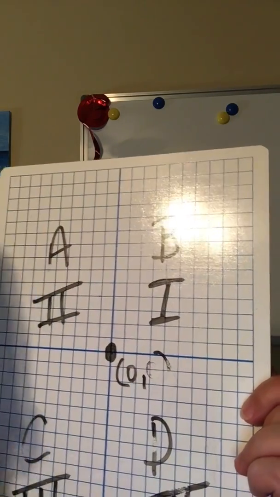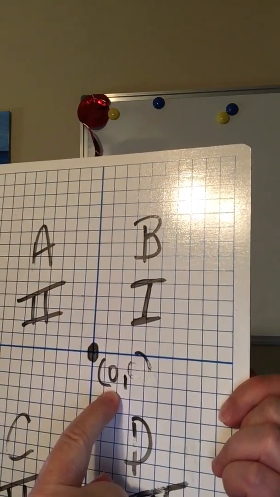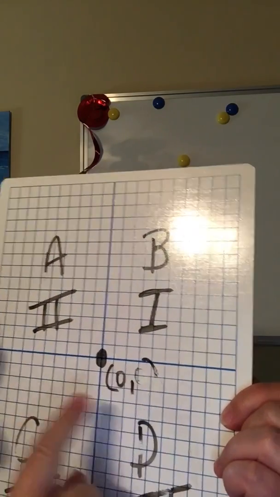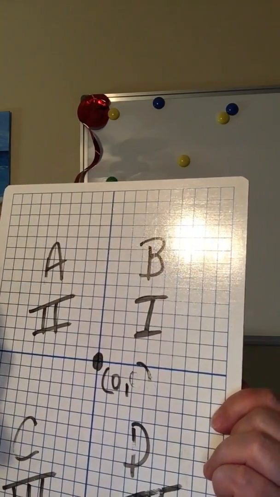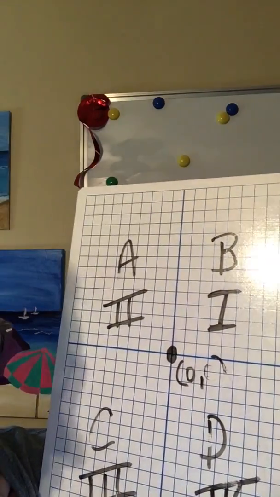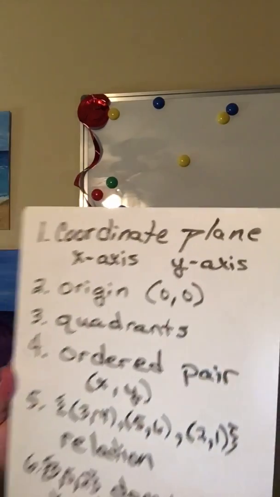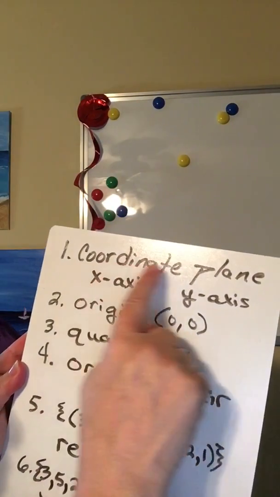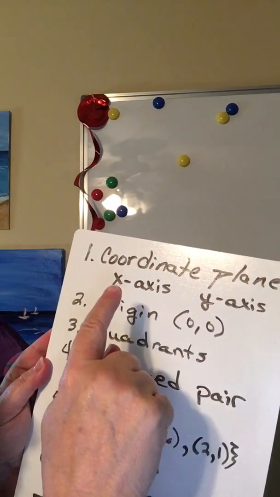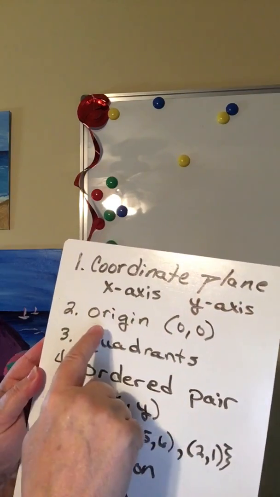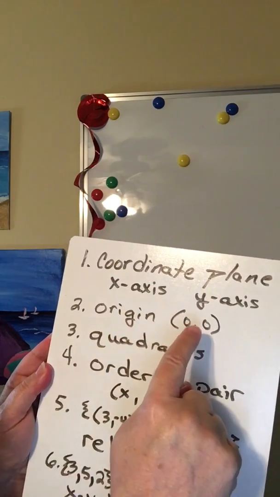In the ordered pair, the first one's always X, and the second one's always Y, so your next answers for number 4 are X and Y. Number 5, by the way, I have the answers all right here for you. So number 1 is the coordinate plane, with X-axis and Y-axis. Number 2 is the origin, and it's at 0, 0.